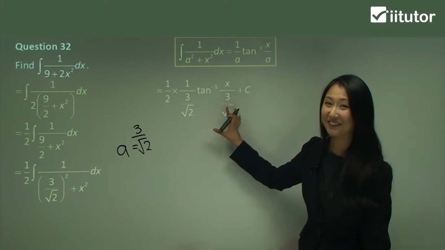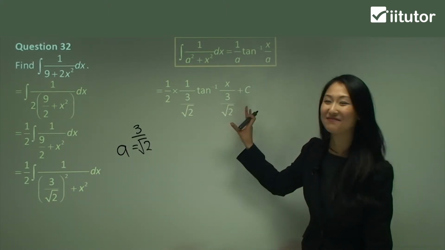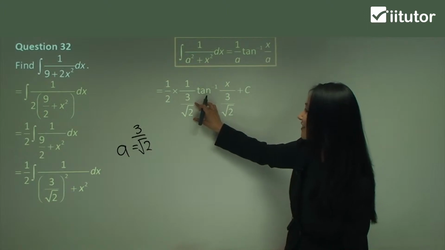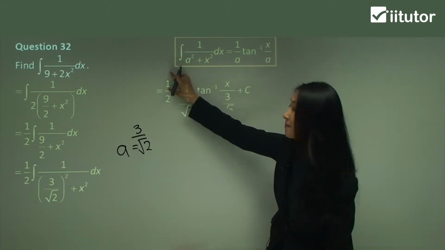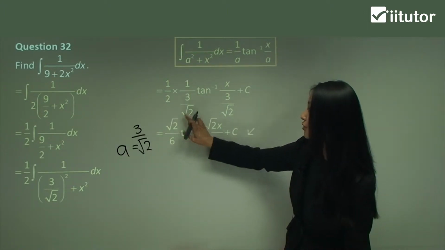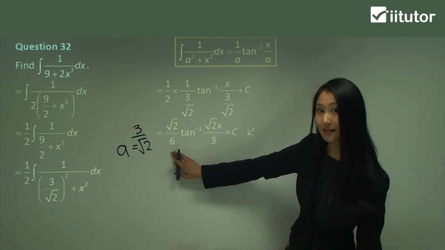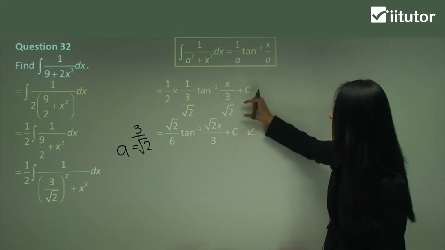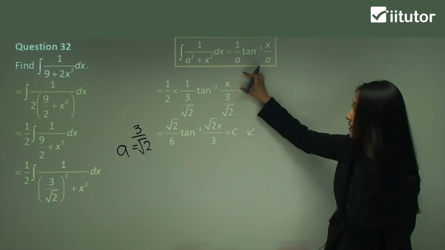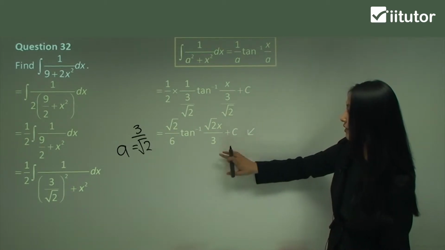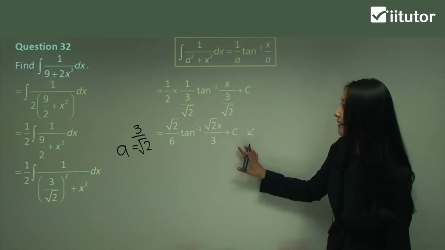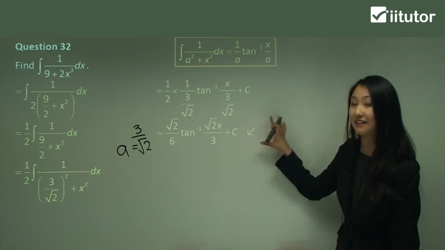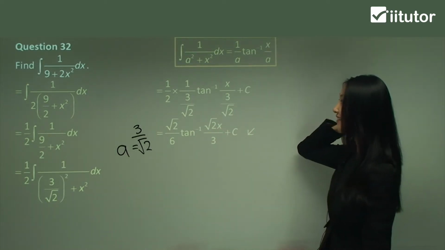Now, we can't leave it looking like this. We do need to simplify it here. Your square root 2 is just going to get multiplied up there. And so that'll be square root 2, 2 times 3 is 6, yeah? Whereas over here, that square root 2 gets multiplied up there. So you get square root 2x on 3 and then plus c. And that's completely fine as your final answer there.